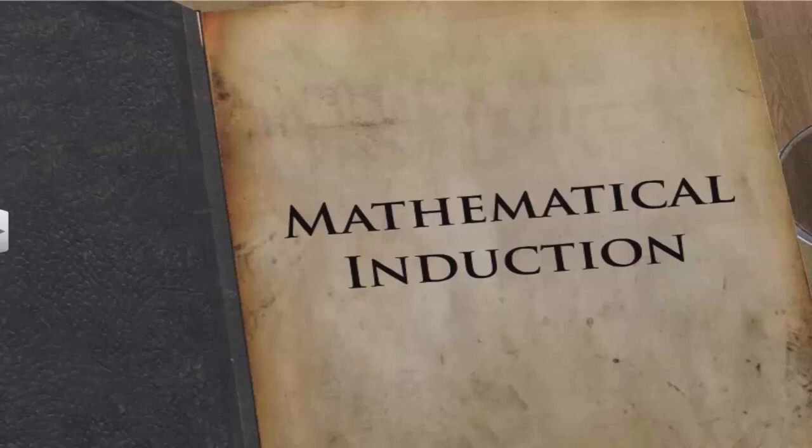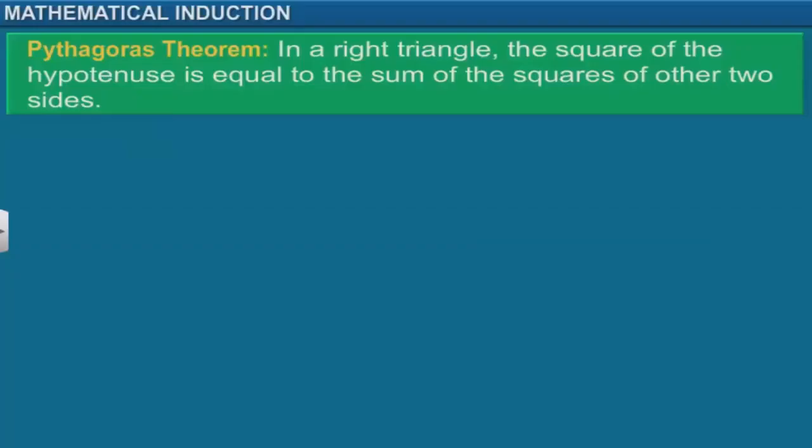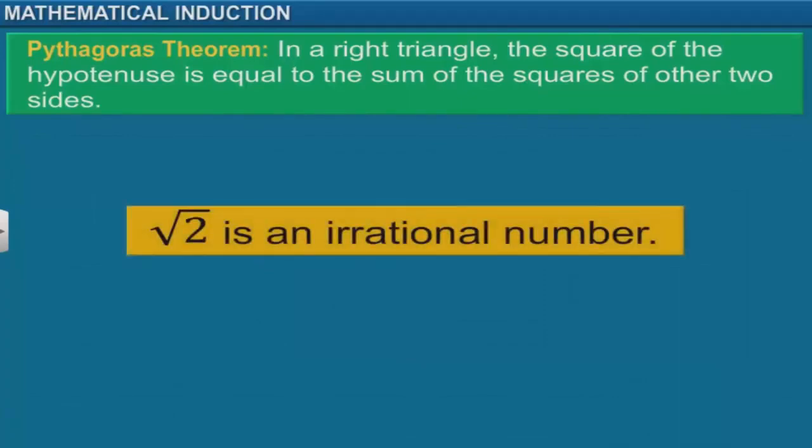In this module, you will learn about the principle of mathematical induction. You have seen the proofs for theorems, statements, and corollaries in your previous classes. We proved the Pythagoras theorem by using definitions and facts. The square root of 2 is an irrational number. This can be proved by contradiction. However, this method cannot always be used to prove all mathematical statements.